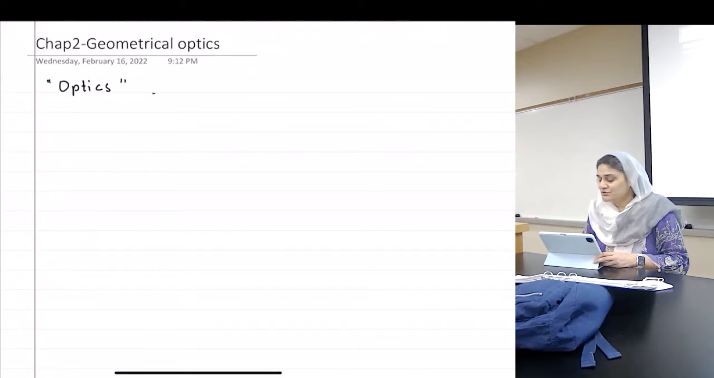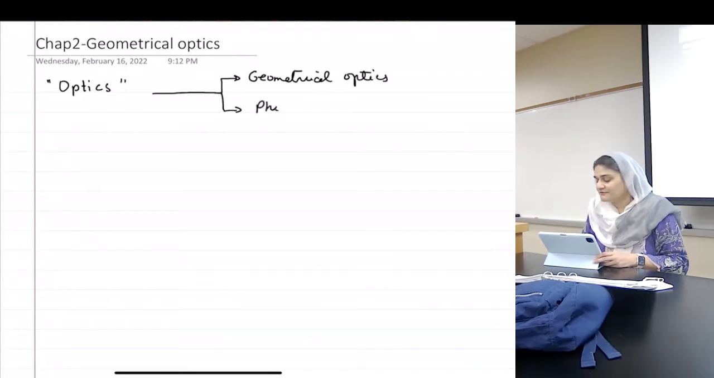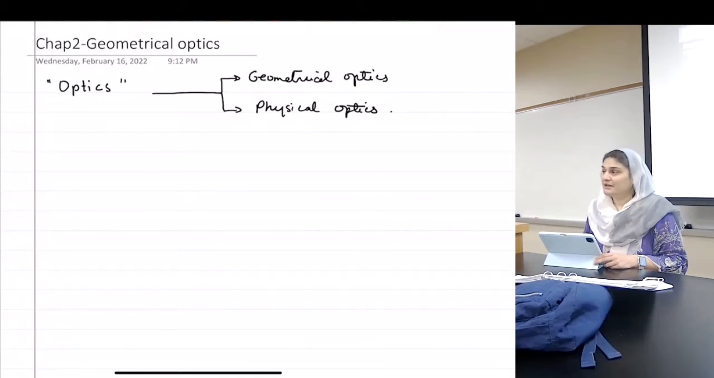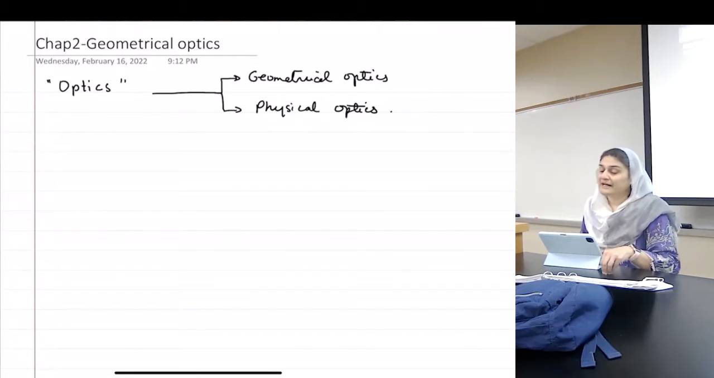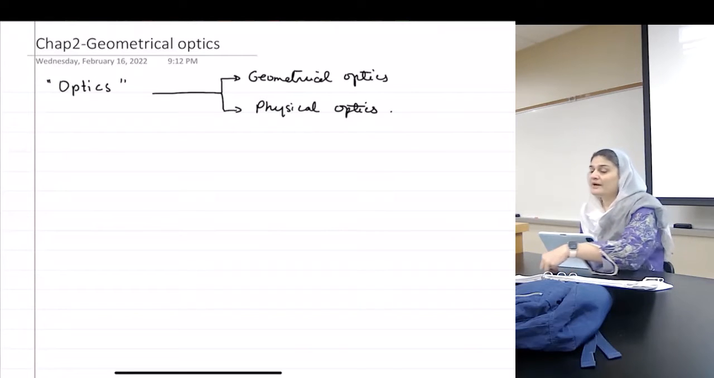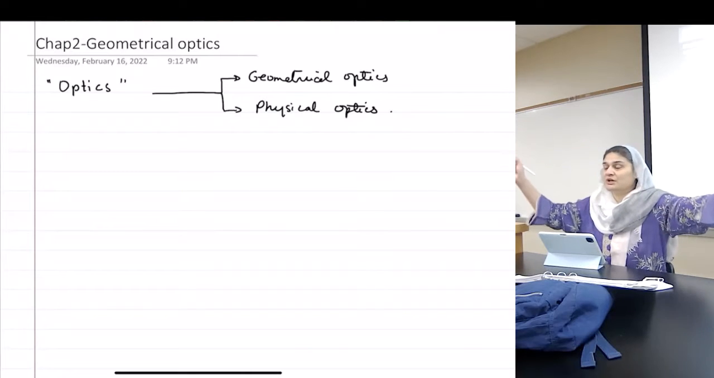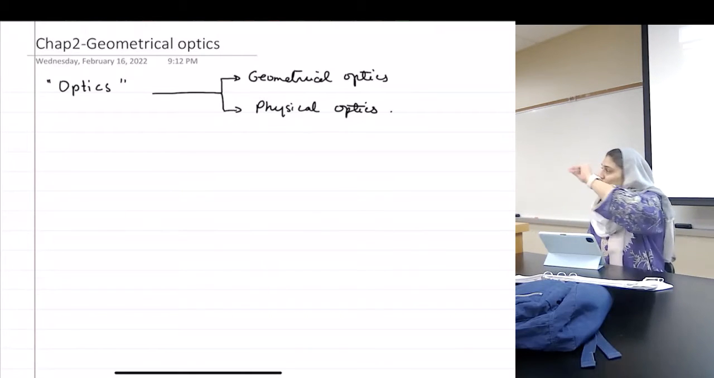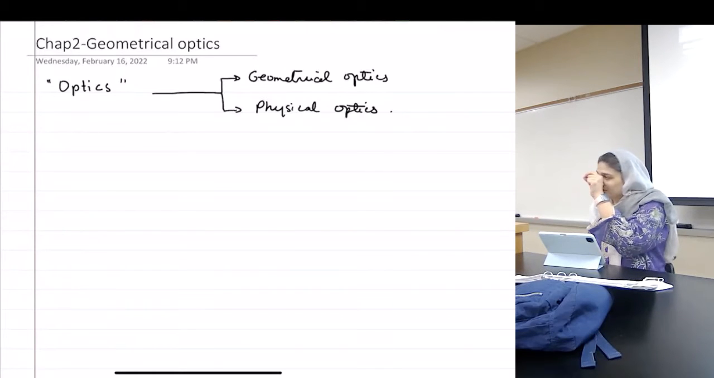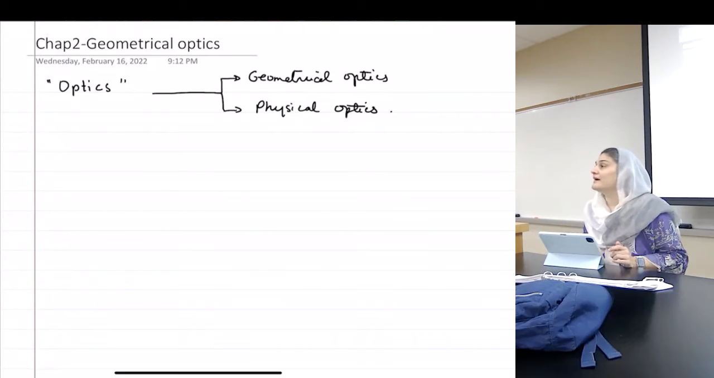It is divided into two categories. One is called geometrical optics, and the other one is called physical optics. In geometrical optics, the actual wavelength of light is ignored with respect to the dimensions that we are looking at, right? The actual wavelength is in nanometers. Nanometers is tiny, tiny, tiny. So we're going to ignore the actual wavelength of light. Whereas in physical optics, you cannot ignore the wavelength of light.